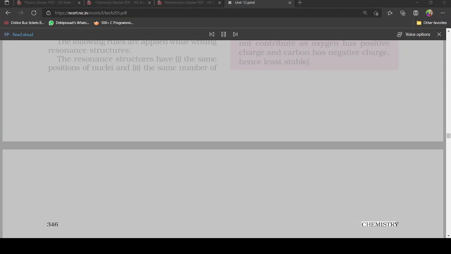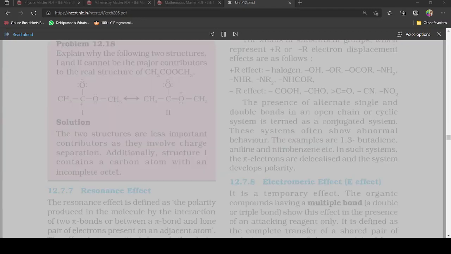Chemistry 346. Problem 12.18. Explain why the following two structures, 1 and 2, cannot be the major contributors to the real structure of CH3COOCH3. Solution. The two structures are less important contributors as they involve charge separation. Additionally, structure 1 contains a carbon atom with an incomplete octet. 12.7.2 Resonance effect.